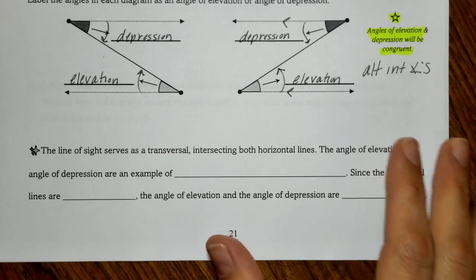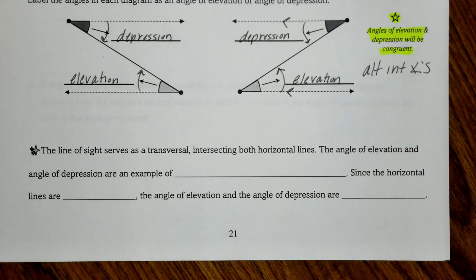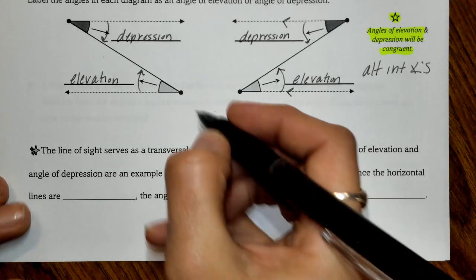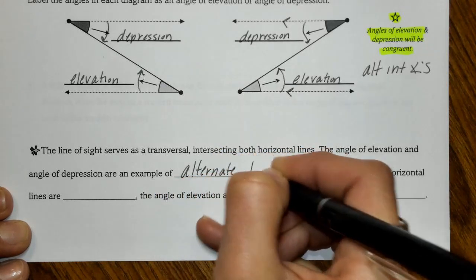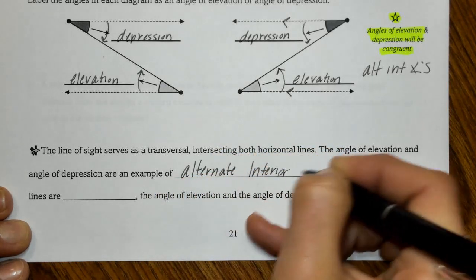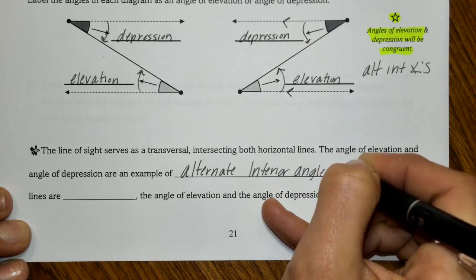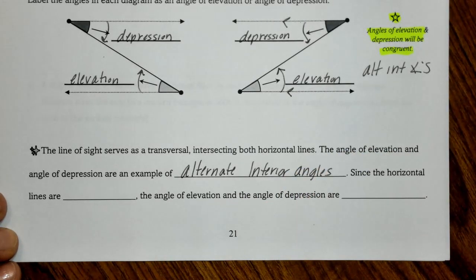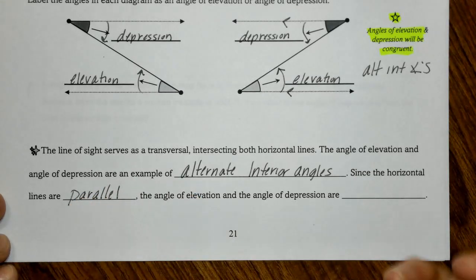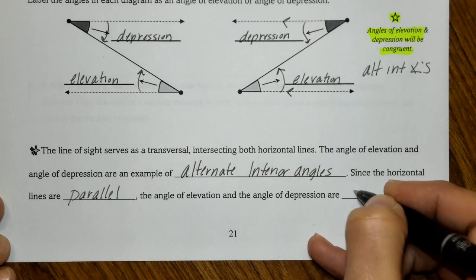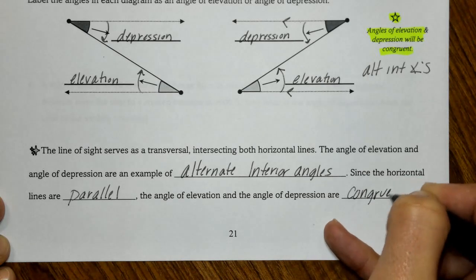The other thing we're going to discuss here is actually exactly what I just said. The line of sight is going to serve as a transversal. So the angle of elevation and depression are going to be examples of alternate interior angles. And these horizontal lines are parallel, making the angle of elevation and depression congruent.